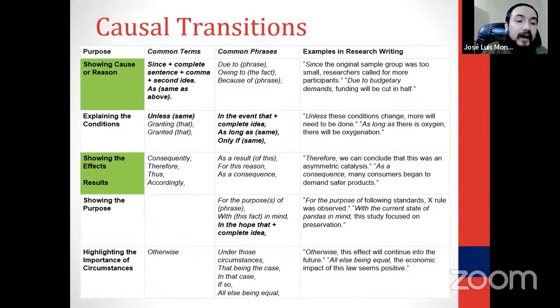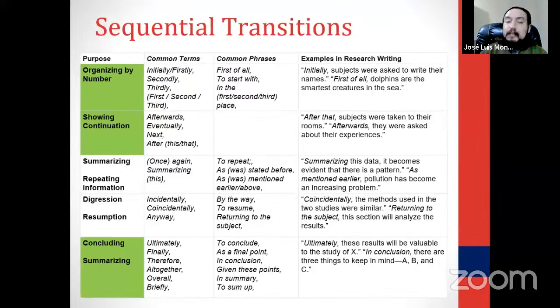That's it. Then highlighting the importance of circumstances. Otherwise, so if you don't take this circumstance into account, something will happen. So that's why those circumstances are very important. Under those circumstances, that being the case, in that case, if so. If that circumstance is true and everything is correct, then this happens. All else being equal, and the same idea. All right, so that's it.